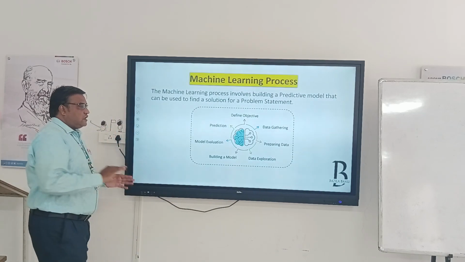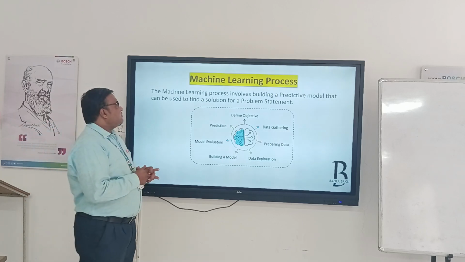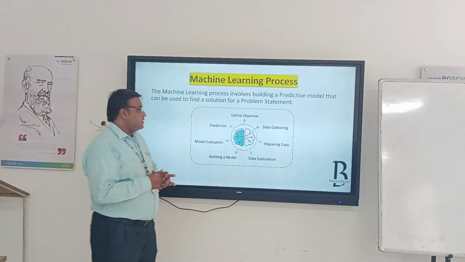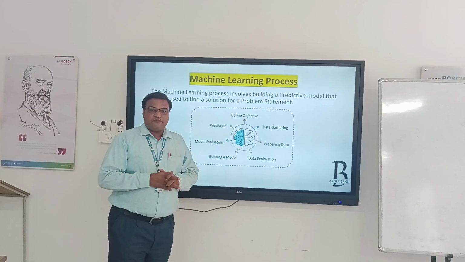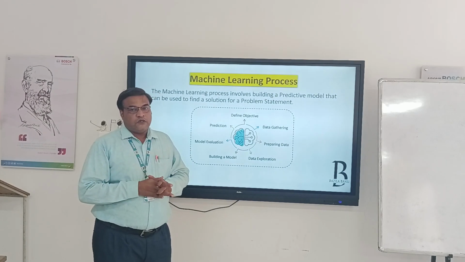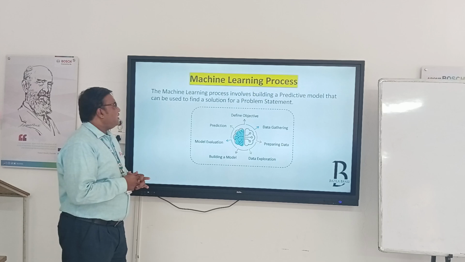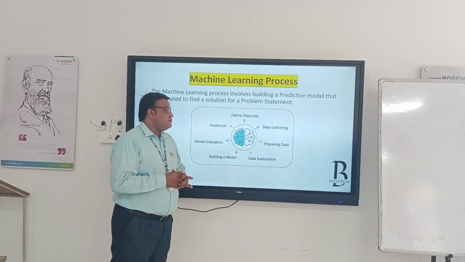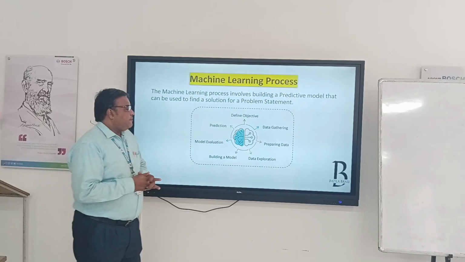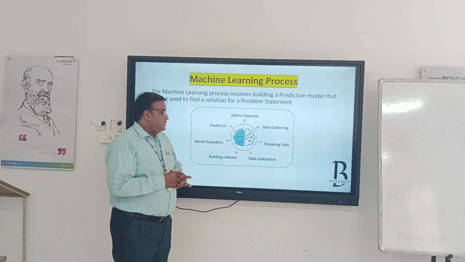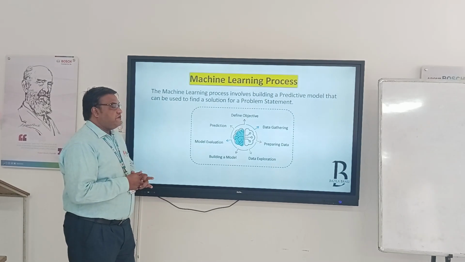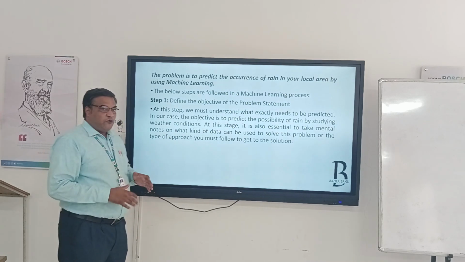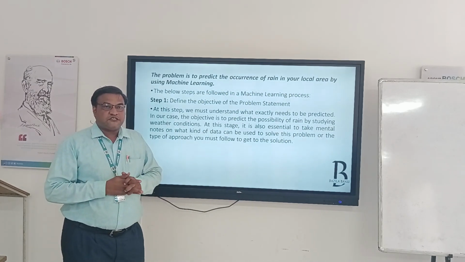So now another subtopic, which is called the machine learning process. A process is nothing but a sequence of steps to achieve a particular goal. The ML process has nearly 7 steps: defining the objectives, data gathering, preparing the data, data exploration, building a model, model evaluation and prediction. So now we are entering into the 7-step process of ML.